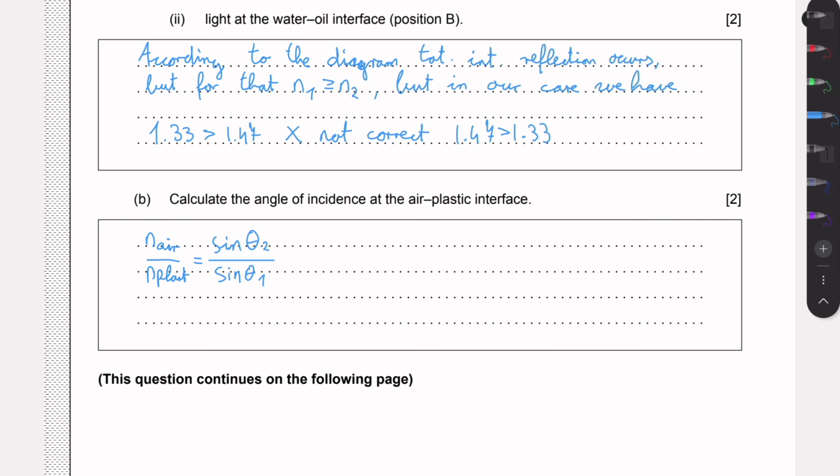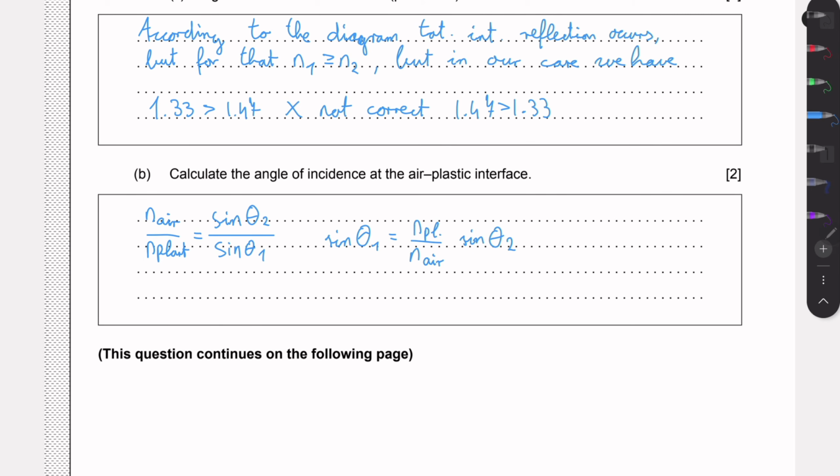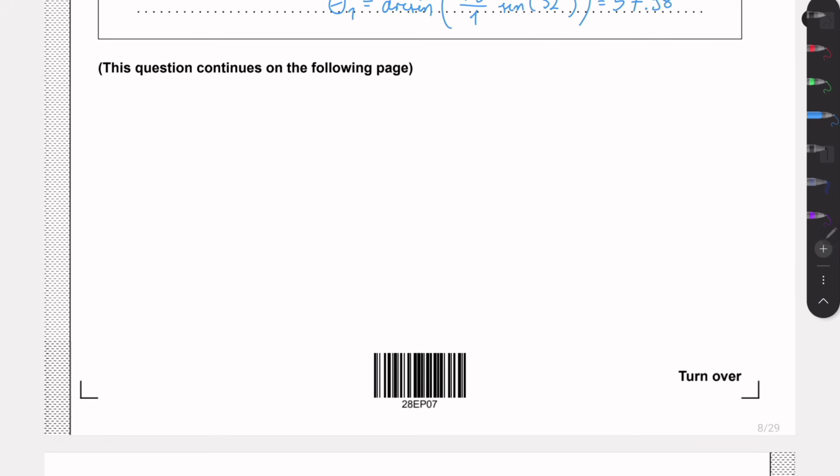So if we want to find the incident angle, that's going to be in the first material, there's going to be sine of theta 1, and this will just be n plastic over n air times the sine of theta 2. And then if we take the arc sine of all of this and plug in all the values, we will see that this is the arc sine of 1.6 over 1 times the sine of 32 degrees, which will give us 57.98 degrees.